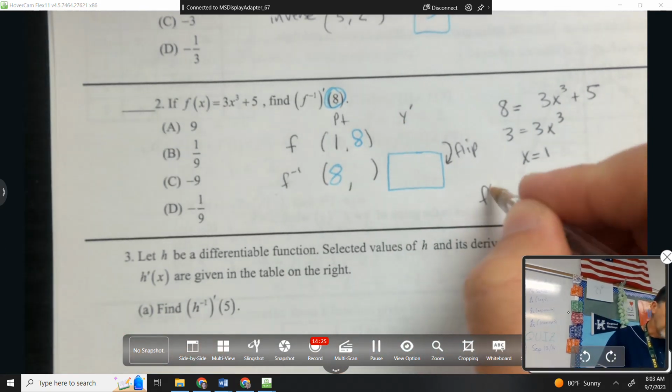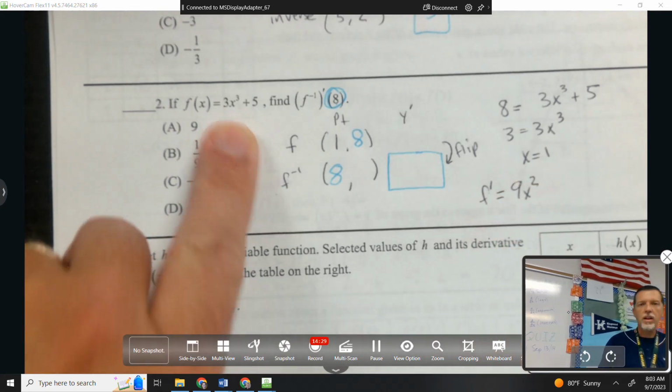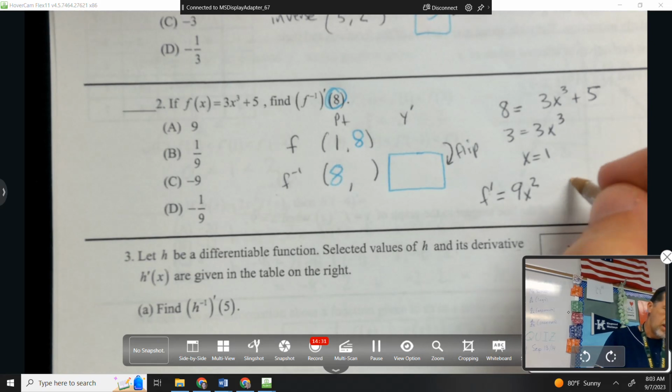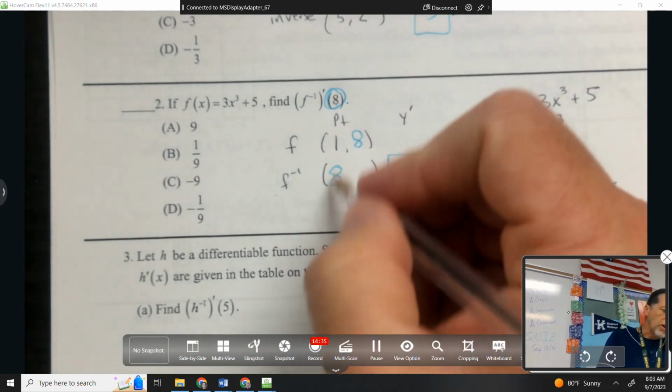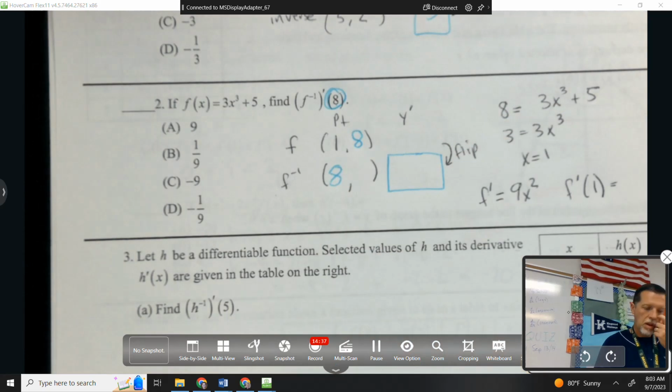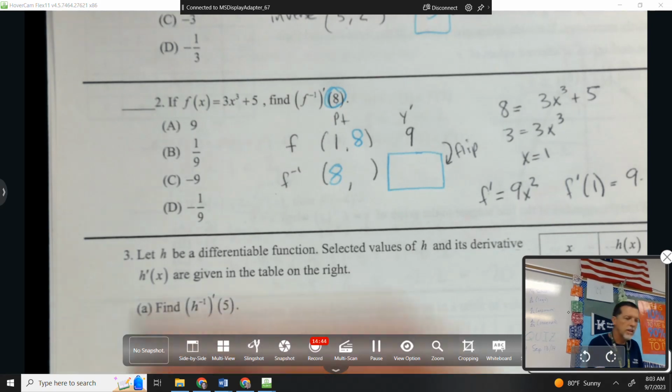So let's find the derivative. That would be 9x squared. And then the derivative at 1, because we're always talking about derivatives of x values, would be 9 times 1 is 9. And then the last step is flip it over, and you get 1/9.